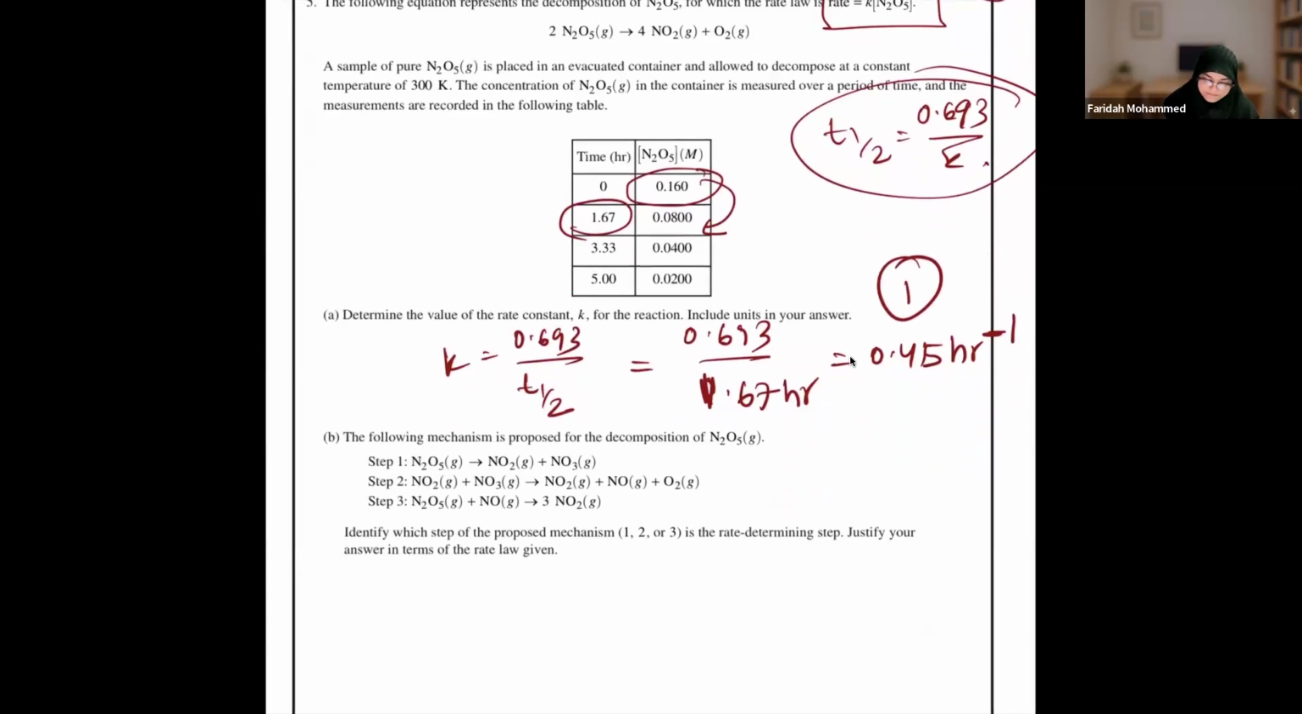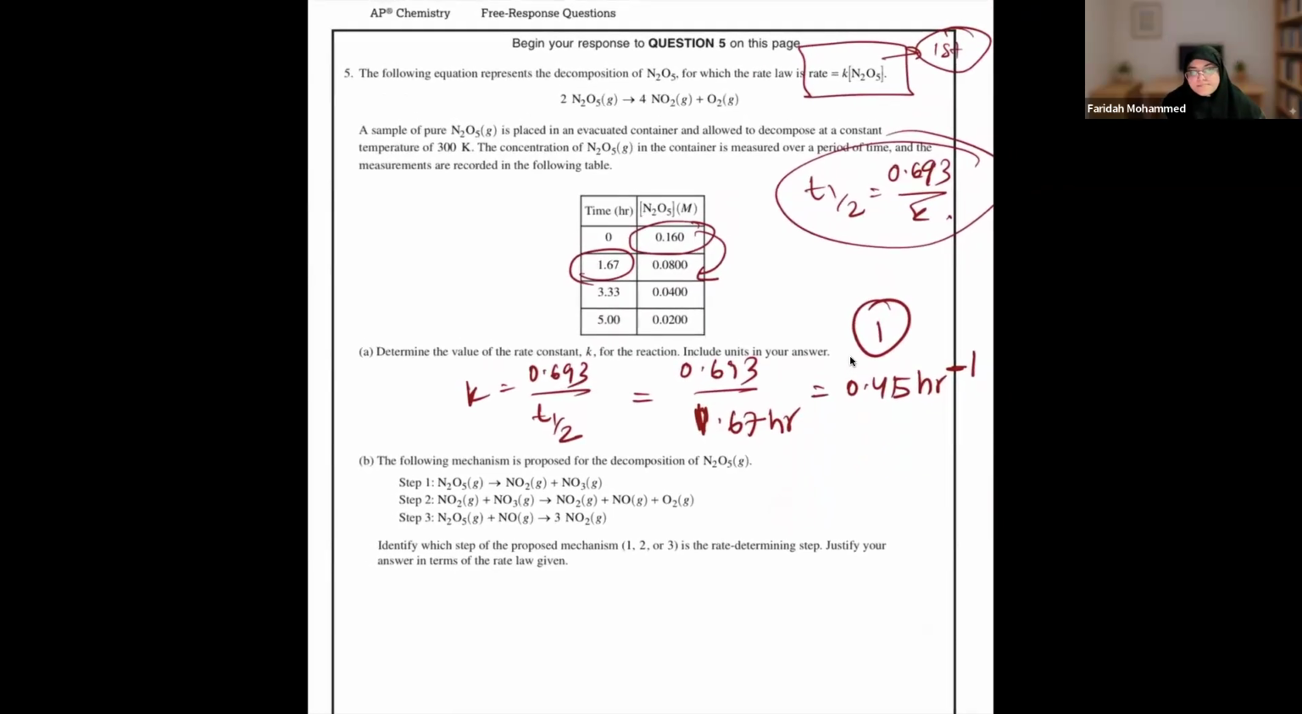Okay, part B. For this question, I said, since the given rate law has only N2O5 as a factor, we predict that the rate determining step is number 1, as N2O5 is the only reactant. Good. And you want to say what? The wording: which is consistent with first order. Consistent with the rate law given above. Okay, 1 point.